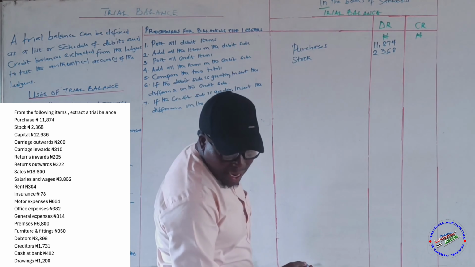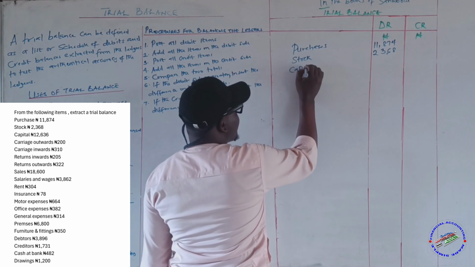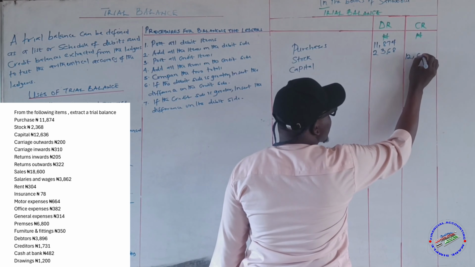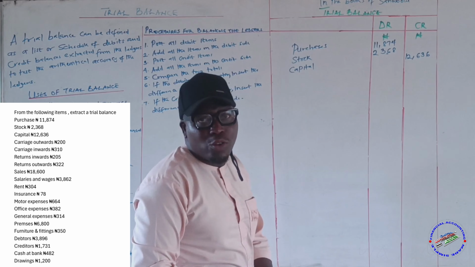So we have capital, 12,636. Capital, 12,000 on the credit side, 636.